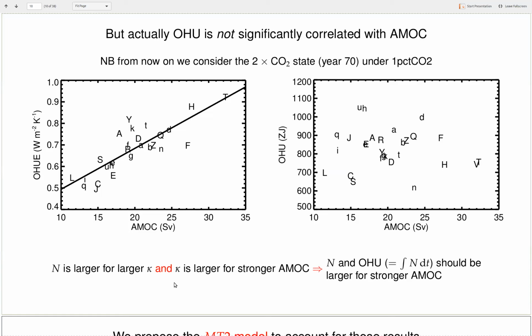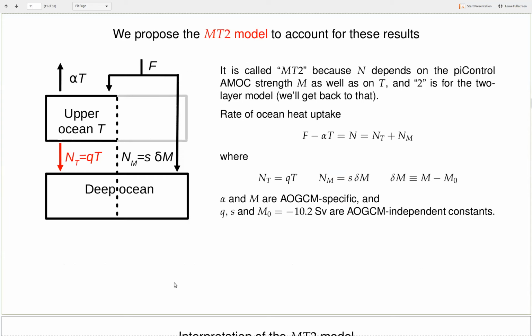So to try and explain this contradiction of the two-layer model, we propose a more elaborate version, which we call MT2. And it's called that because in this model, n depends not only on t, but also on the control AMOC strength, for which we use the symbol m. And the 2 is for the two-layer model, which I'll get back to.